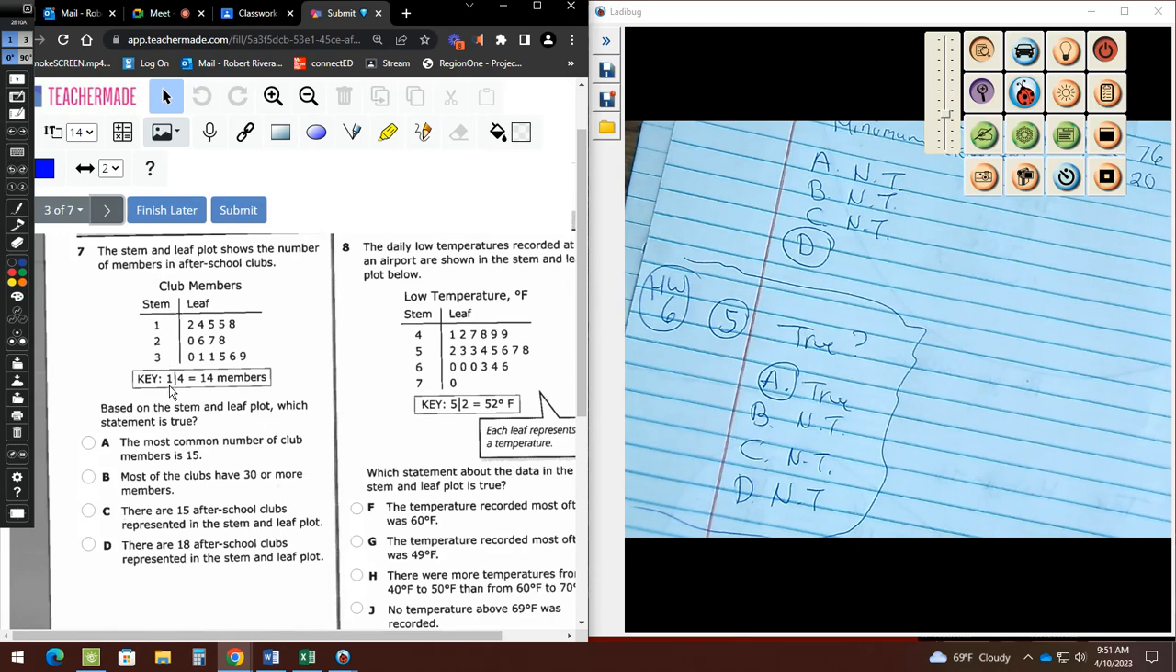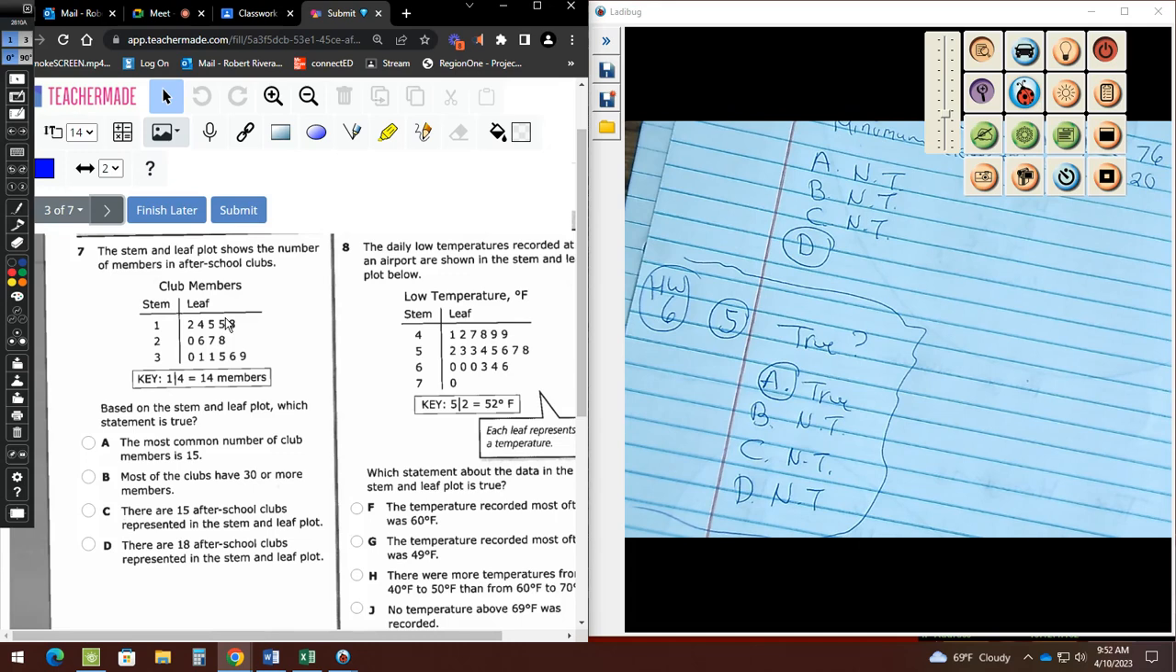Look at the key. 1 and 4 means 14. So 1 and 2 would mean 12, 14, 15, 15, 18. Now, Mia, who's next after 18? Amy, who's next after 18? 20. Thank you. Now, next after 20.